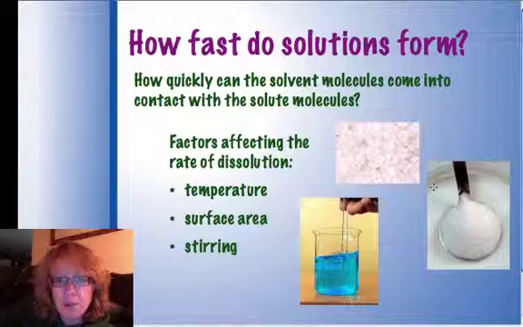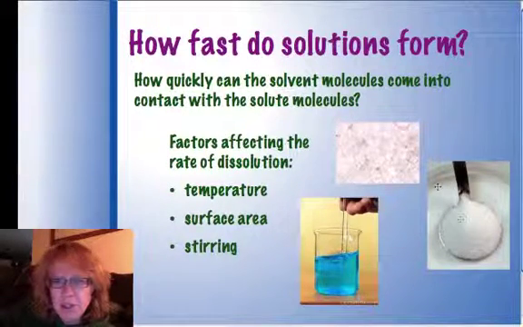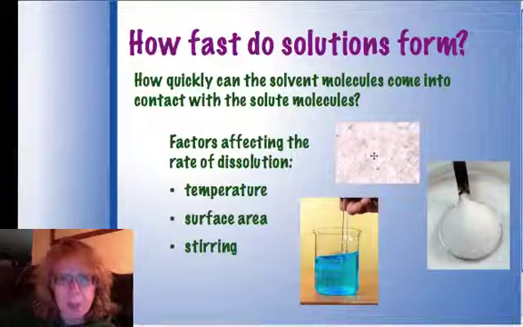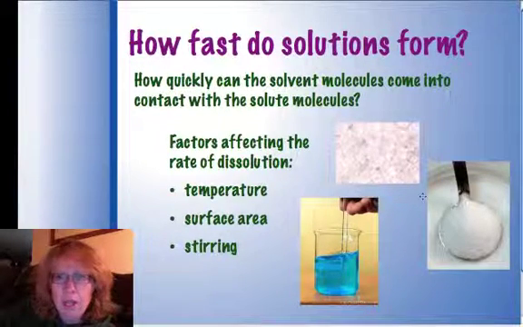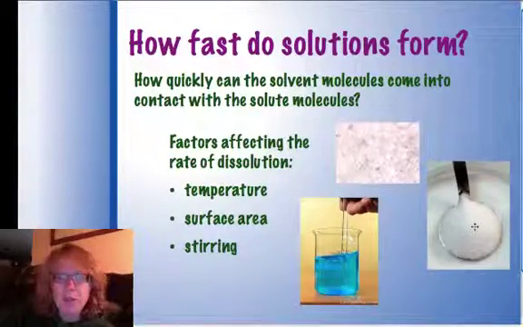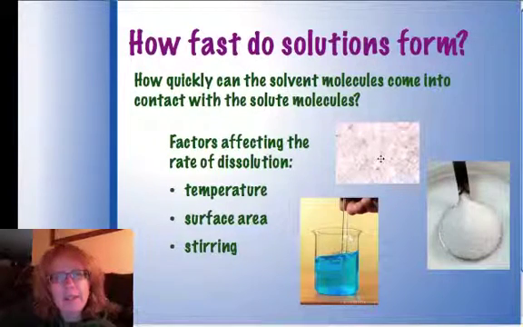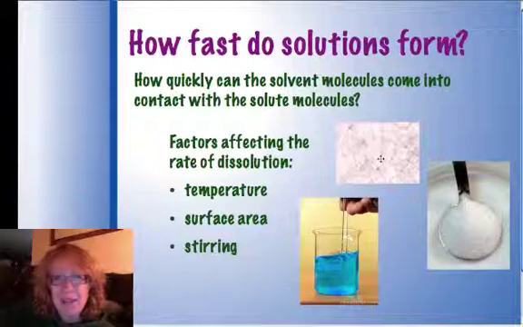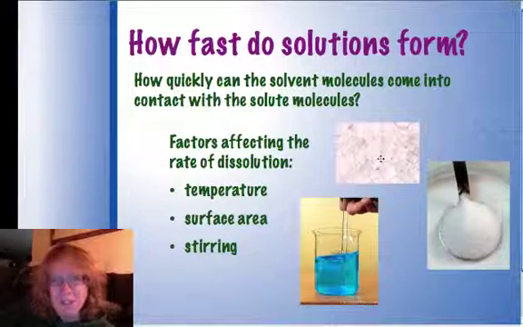So you've got two different pictures here. I think these are both sugar, if I remember correctly. This top one is like a rock salt or rock sugar kind of thing. This one on the right's more typical granulated sugar. If you've got really small particles, there's more places for the water molecules to attack. If it's a big particle like this, it's going to take a lot longer for the solution to form, just because the water can't get to it as well. So surface area will make something go faster.